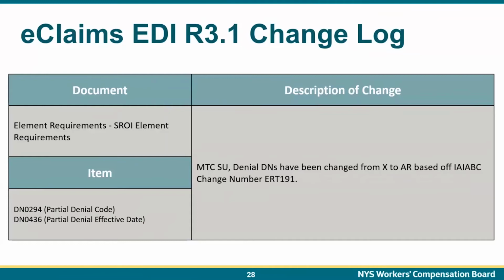eClaims change log item number 44. The implementation guide indicates that both the partial denial code and the partial denial effective date are reportable on the SROI SU and the SROI UR.